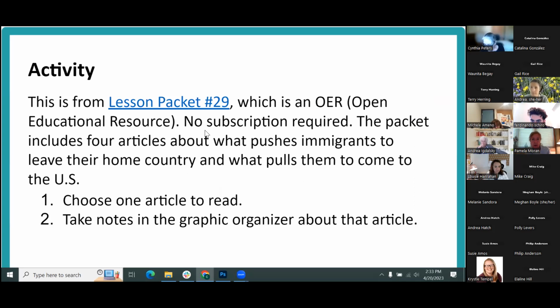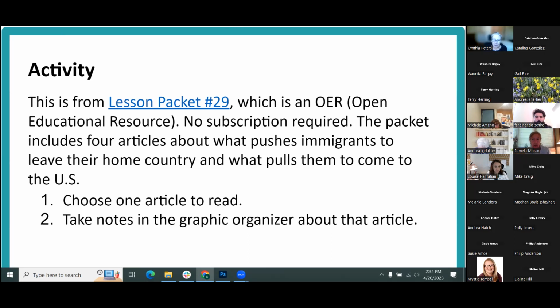Okay, so let's go to our activity, which is, let me explain this a little bit. So for those of you who kind of know how to navigate around the change agent website, you could go to lesson packet 29 right now. You could just go to the change agent top page, and then go to the resources tab, and then go down to the lesson packets on the list, and then find your way down to lesson packet number 29. This is an OER, an open educational resource, meaning no subscription required.